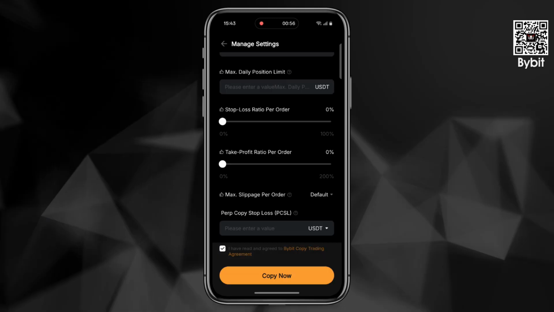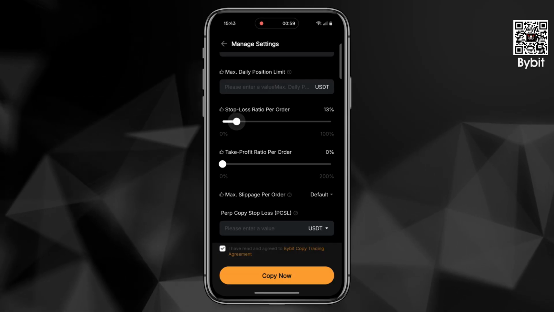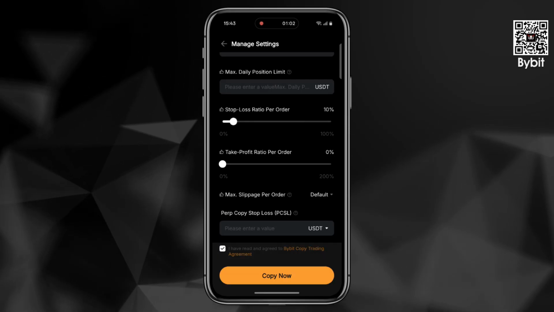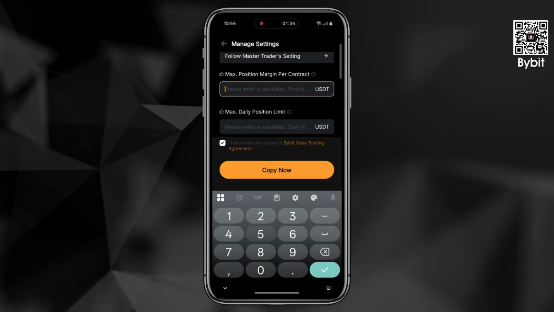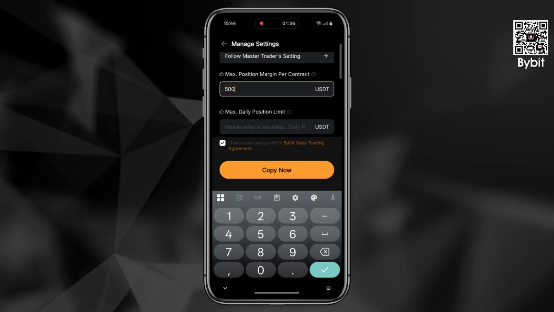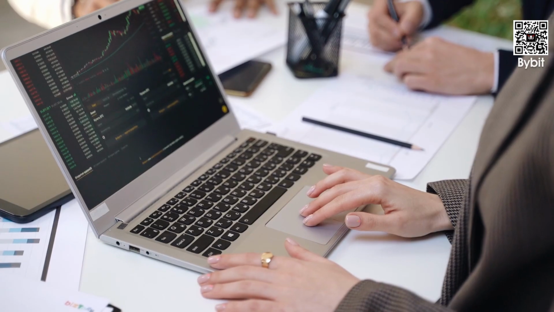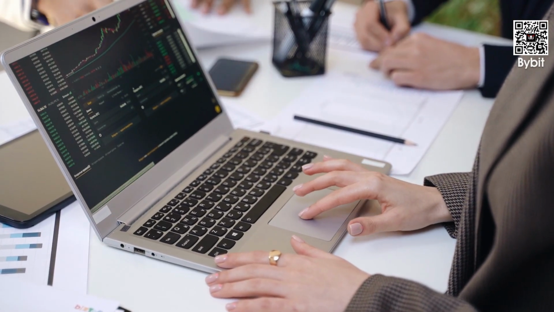Set up risk management. Stop loss. For example, 10%, so the trade closes automatically if the loss reaches half of the invested amount. Take profit. You can also set it to 50% if you want to lock in profits without constant monitoring. Limit the maximum amount per trader. For example, $500 to avoid investing your entire deposit in one. Optionally, enable auto unsubscribe if the trader doesn't trade for more than 21 days.